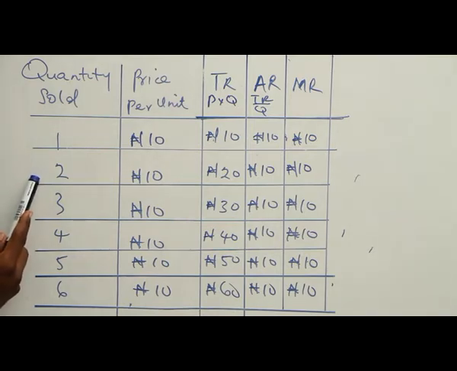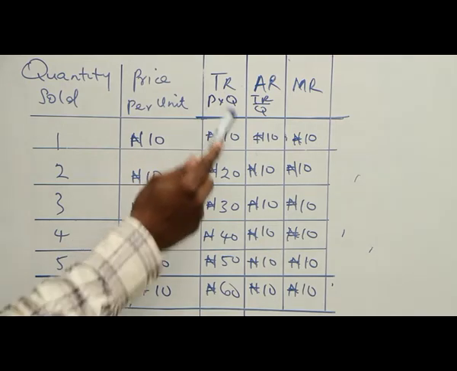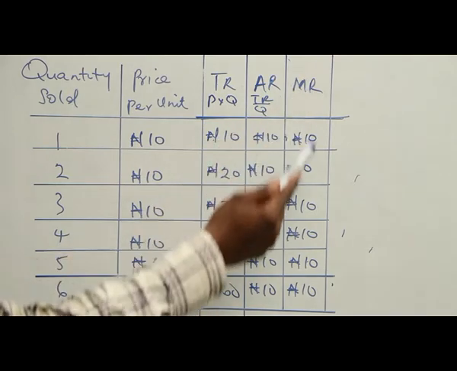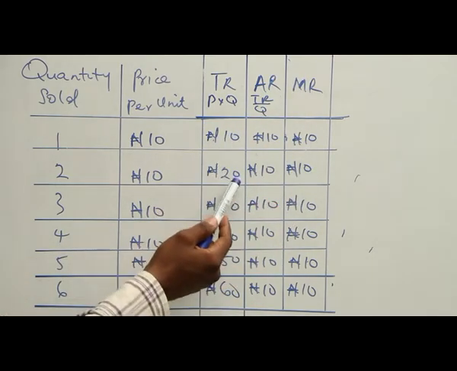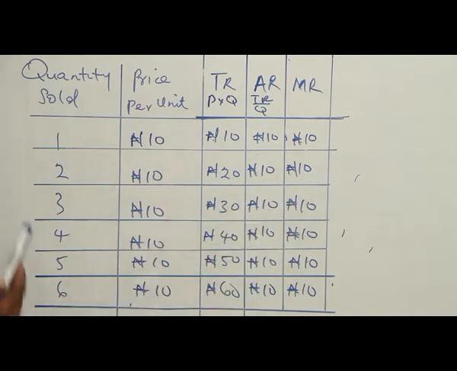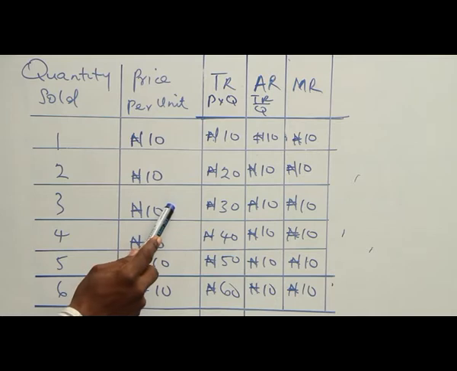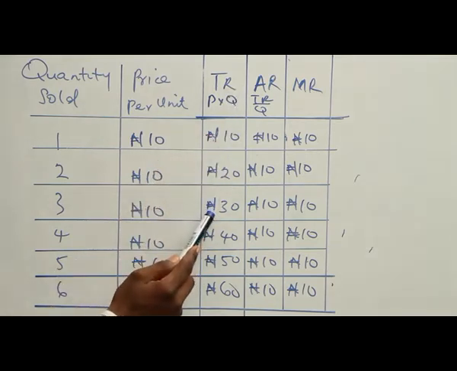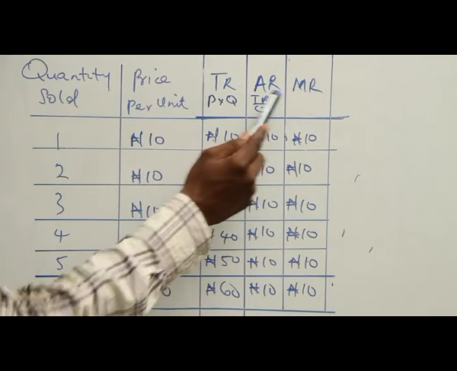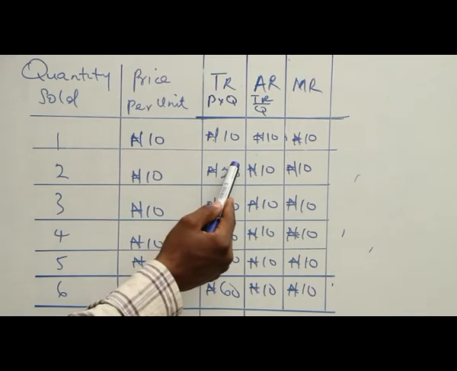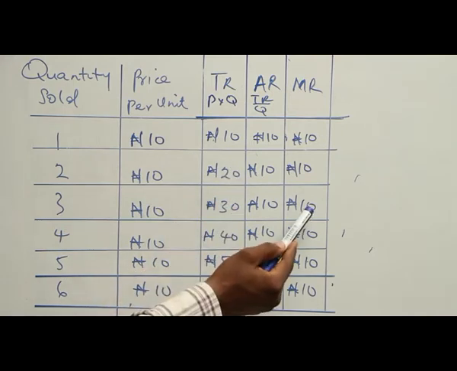Now let's look into the 2 units. When 2 units are sold at 10 naira per unit, the total revenue is 20 naira, while the average revenue indicates 10 naira. The marginal revenue too is 10 naira because the change from here to here indicates 10 naira. Now let's look at 3 units. 3 units indicate 30 naira because price per unit is 10 naira. So 30 naira is the total revenue. The average revenue, that is the total revenue, 30, divided by quantity sold, 3, will give us 10. And the change from 20 naira to 30 naira will give 10 naira. So the marginal revenue too is 10 naira.